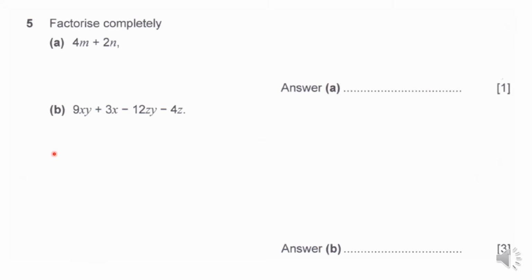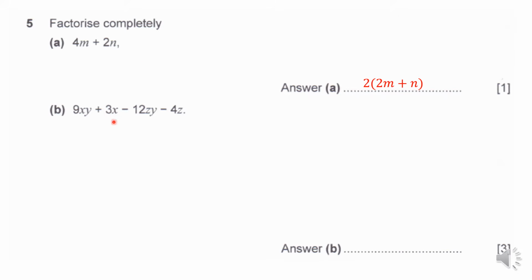Here you're supposed to factorize completely. So the first one is very straightforward. 1 mark, 2 terms, you look for a common factor. And the common factor there is just 2. Take 2 outside the bracket, then inside the bracket you have 2m plus n. The way you check whether your answer is correct is simply to multiply back and expand and see if you get this expression here. So 2 times 2m is 4m, and 2 times n is 2n. So hence you have factorized this expression correctly.